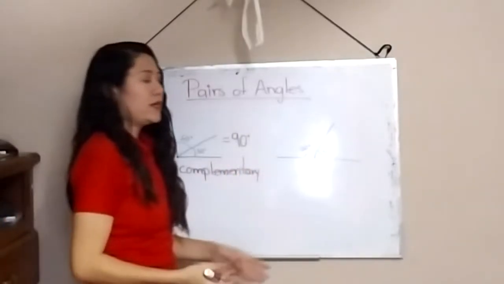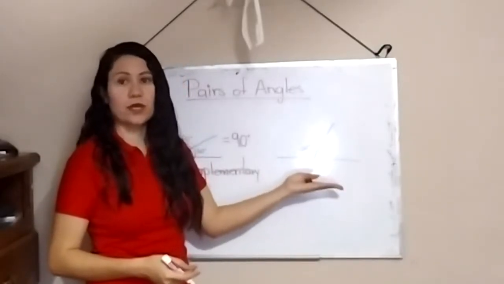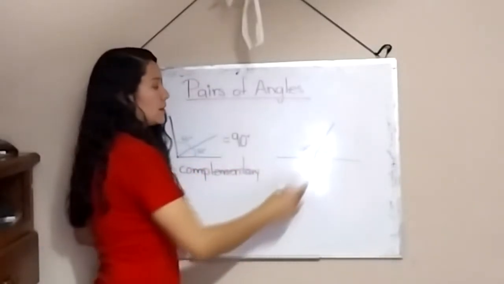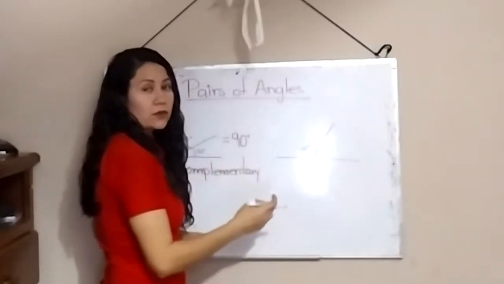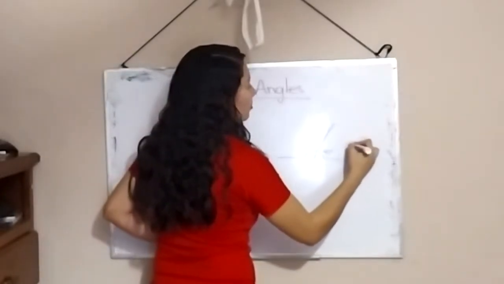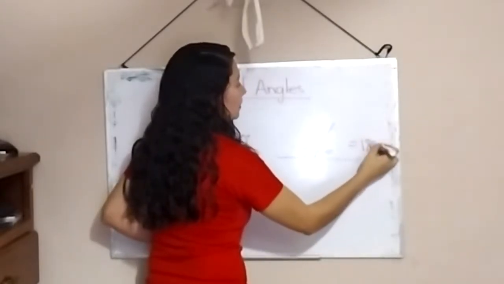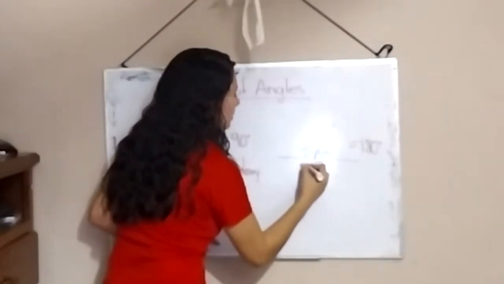The next pair of angles add up to form a straight angle, meaning if we have an angle of 60 degrees and a 120-degree angle, they would add up to 180 degrees. These pairs of angles are called supplementary.